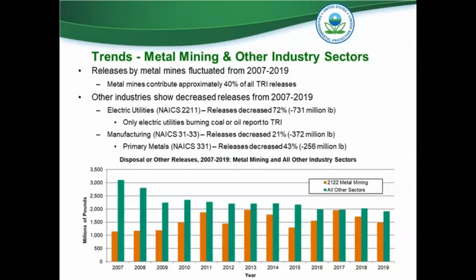So just to further illustrate the influence that the metal mining sector has on overall national TRI statistics, you can see from this chart where we look at metal mining on its own, represented by the orange bars, and all of the other TRI reporting sectors represented by the green bars. And you can see that there's a lot of fluctuation year to year in the metal mining releases, whereas all of the other sectors combined have a fairly consistent downward trend since 2007. So over the years, metal mining releases contribute approximately 40% of all TRI releases, and releases from all of the other sectors have consistently decreased since 2007.